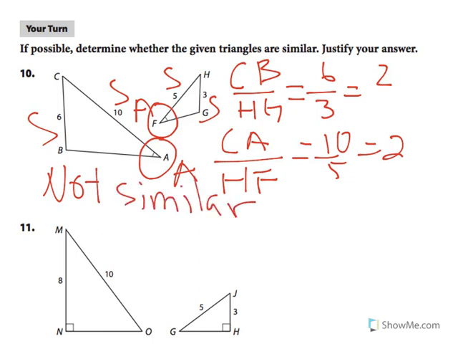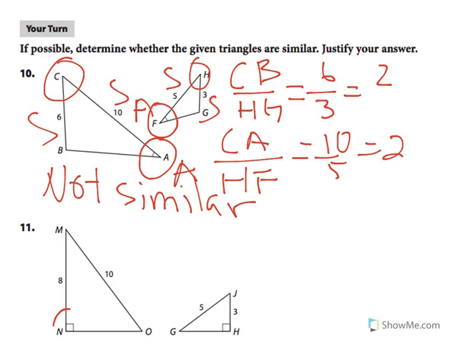Okay, so be careful. If they were given angle C and angle H, then we could conclude that they are similar. But since the angle is not in between the two sides, we can say that these two are not similar. Okay, now let's go on to number 11.